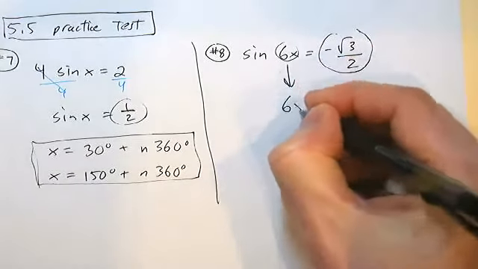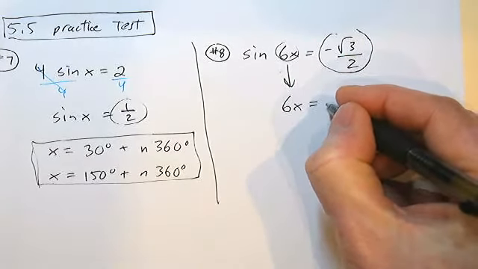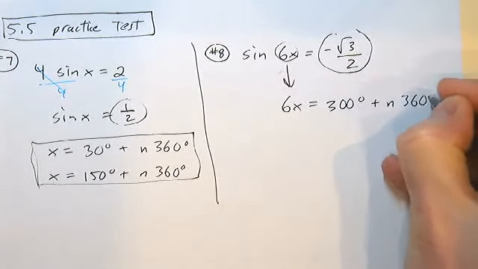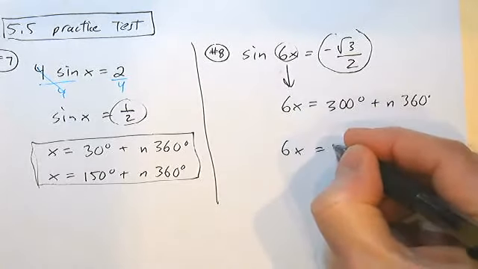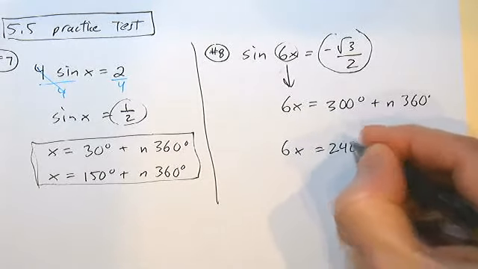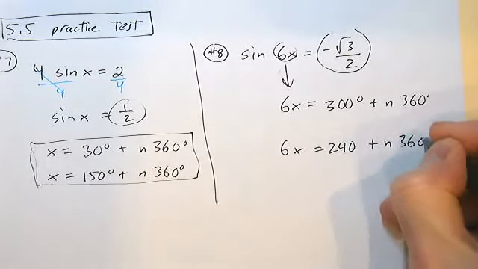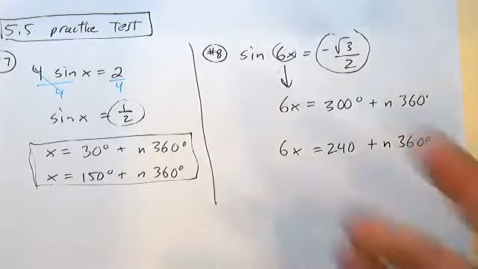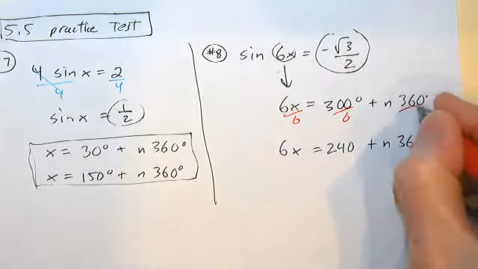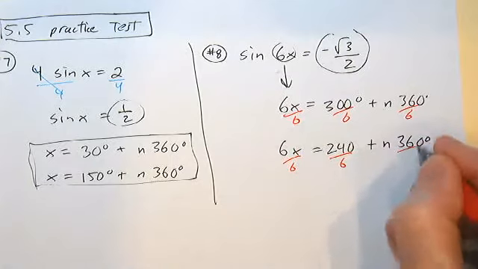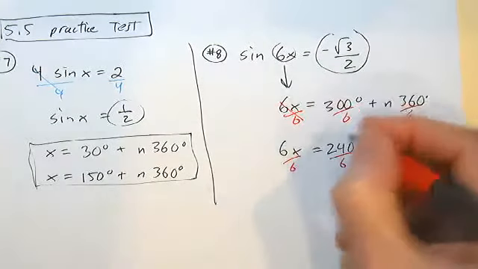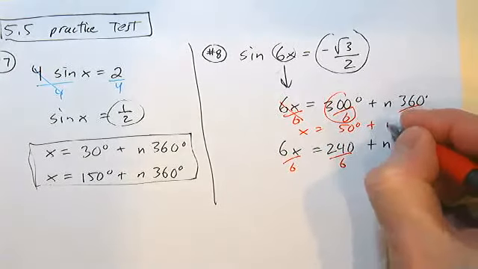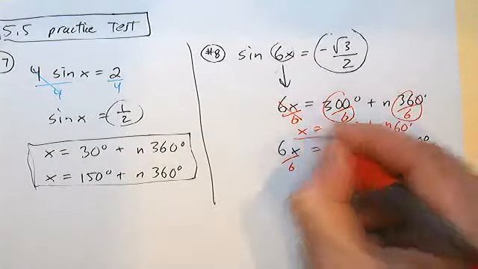We got 6x. 6x is, let me look at those numbers again, 300 plus multiples of 360. And then we have 6x is 240 plus multiples of 360. Okay, and then I got a 6 here. Okay, so we'll take care of that. Divide by 6 everywhere. Okay, so we got x is 50 degrees plus multiples of 60.